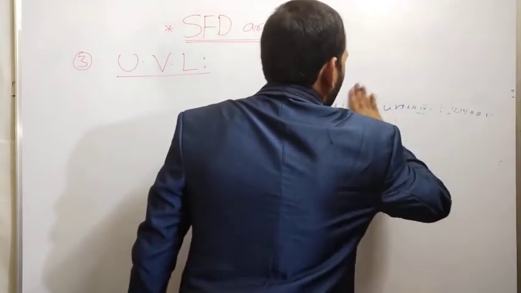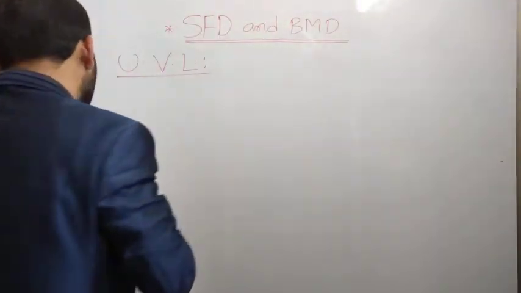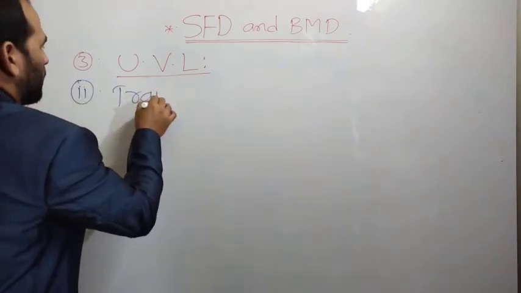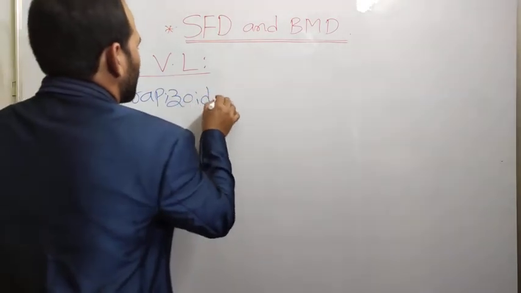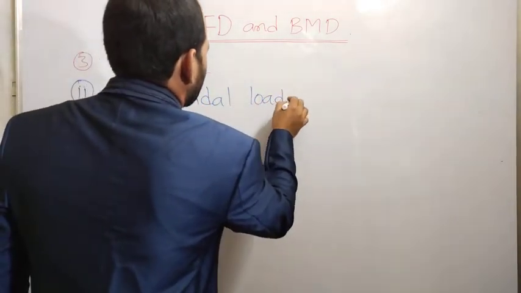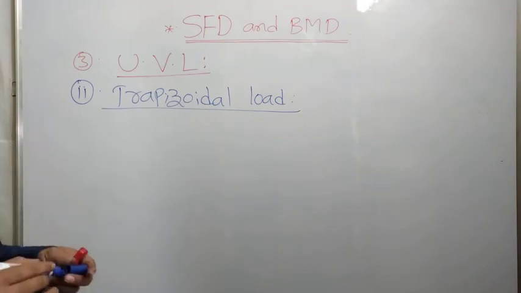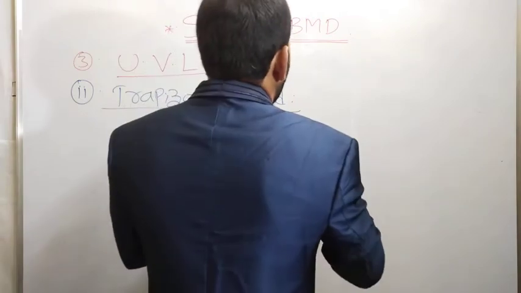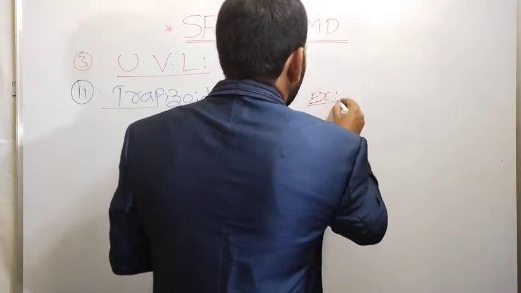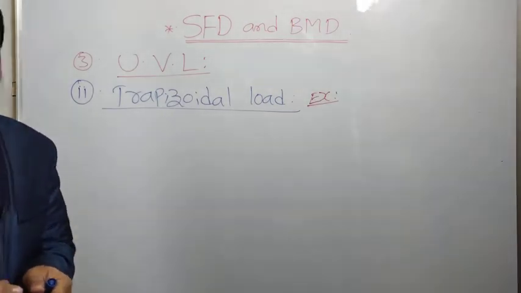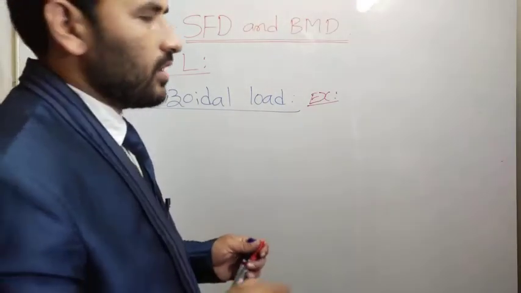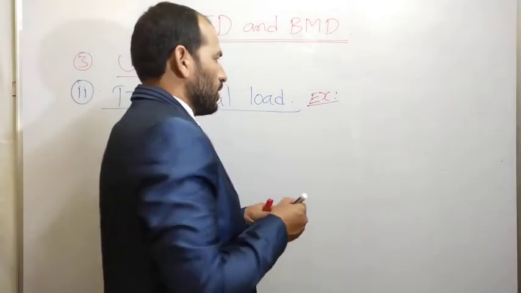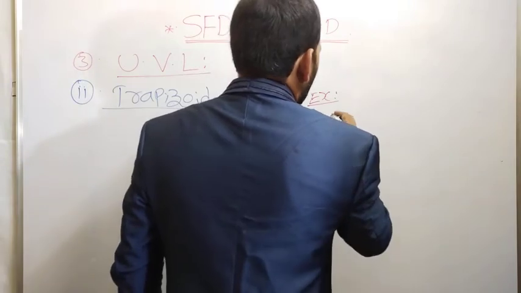Next one is a trapezium load. In the triangular load, the second one is a trapezoidal load. Trapezium shape of the load. What is an example of the trapezium type of the load? Yes, the trapezium shape of the load is the water load.